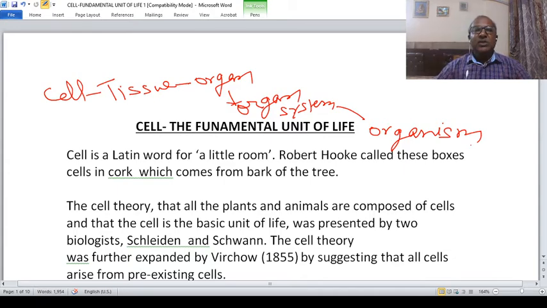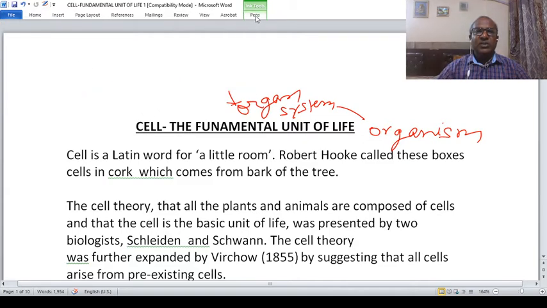So the fundamental unit of life is the cell. All the multicellular organisms are made up of, finally, cells. Similar cells form tissue. A group of tissues forms an organ. A group of organs forms an organ system. And different organ systems together form the organism. So the basic structure starts from the cell.